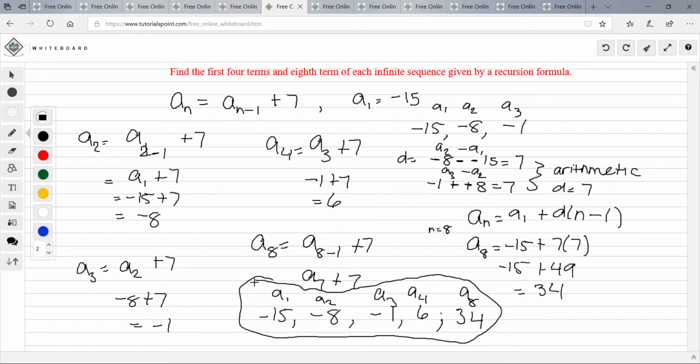Yeah, see, it's not that hard. You just got to figure out, is it geometric or arithmetic? And let's keep on going.